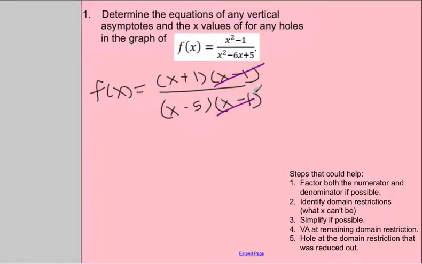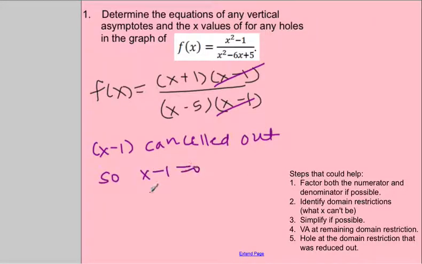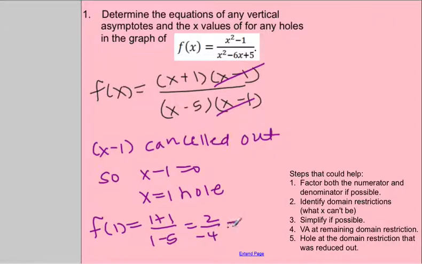My x minus 1's cancel. So it canceled out. If it cancels, that makes it a hole, okay? So x minus 1 equals 0, so at x equals 1, that is our hole. If I wanted to know where to graph the hole, I would plug it into what did not cancel out. So you would do f of 1, which would be 1 plus 1 over 1 minus 5. So this gives me 2 over negative 4, so it gives me negative 1/2.